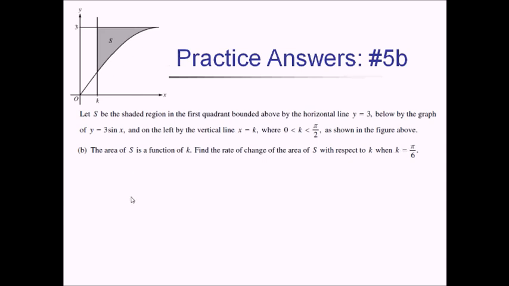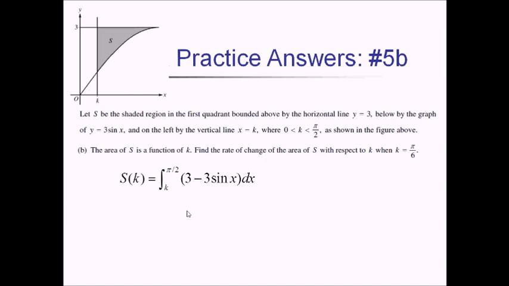So S of k, the area of S, that's going to be an integral. It's going to be an integral from whatever k is right here to pi over 2. So we can start there. We need an integrand, though, and we actually kind of did this on the last problem. It's just top minus bottom. So 3 minus 3 sine of x dx. And this is what we're going to try taking the derivative of now.